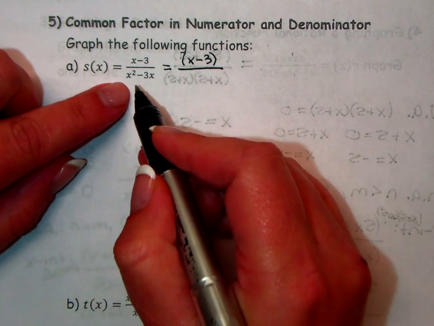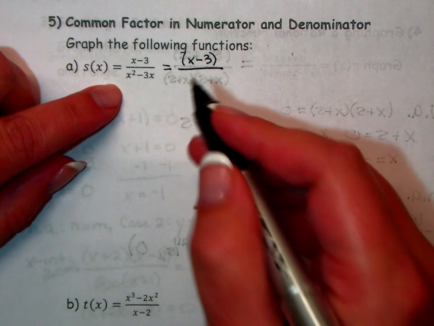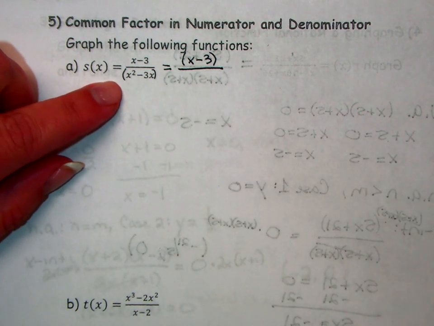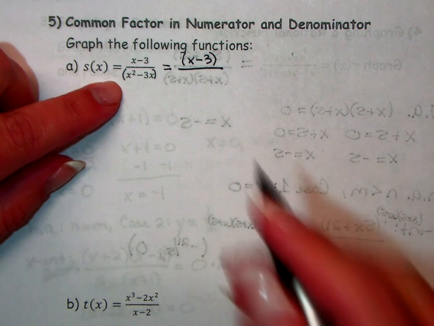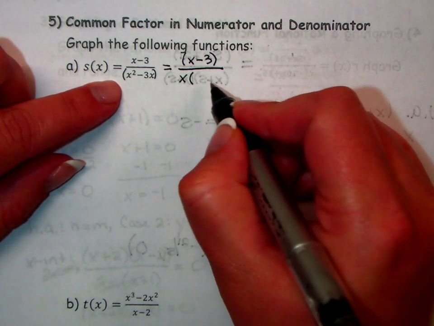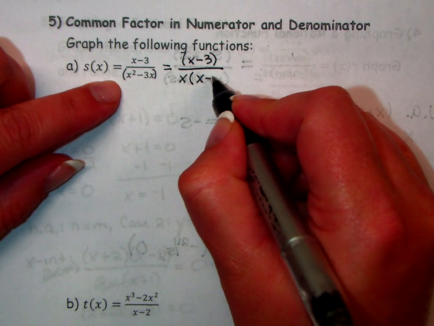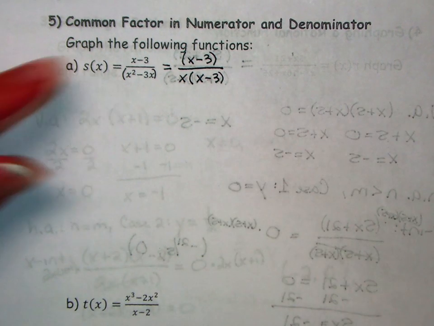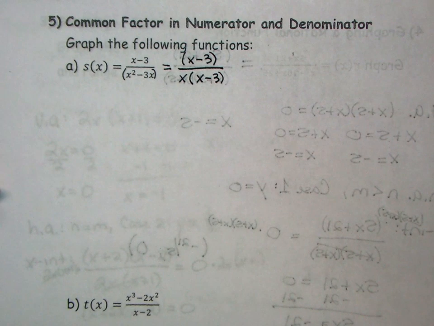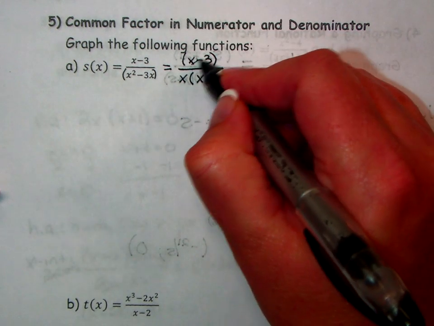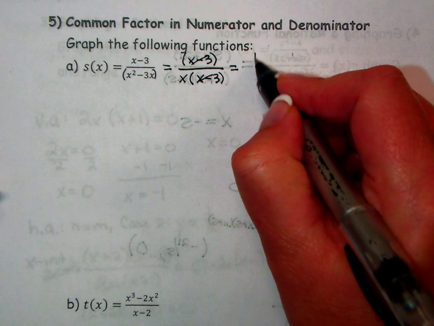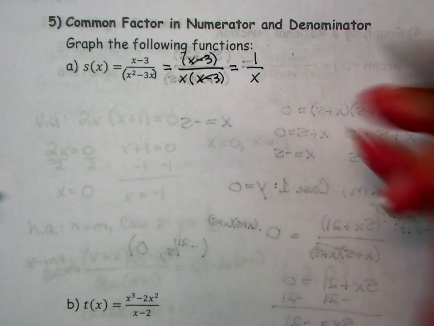Now in the bottom, this is just a two-term polynomial, so I'm going to factor it by just grouping them together and factoring out the greatest common factor. So the common factor here is x, and what's left is x minus 3, right? As you notice, the x minus 3's are the same, so we're going to cancel these out. And we get a function 1 over x.